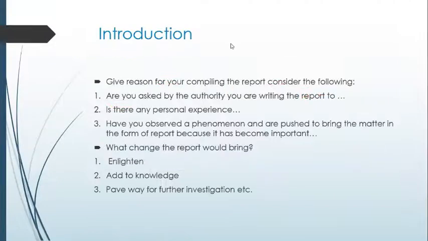So I have written down the points with which you could start your introduction. Now it is about this. This slide is about introduction. Now introduction is usually very brief, very concise and to the point.